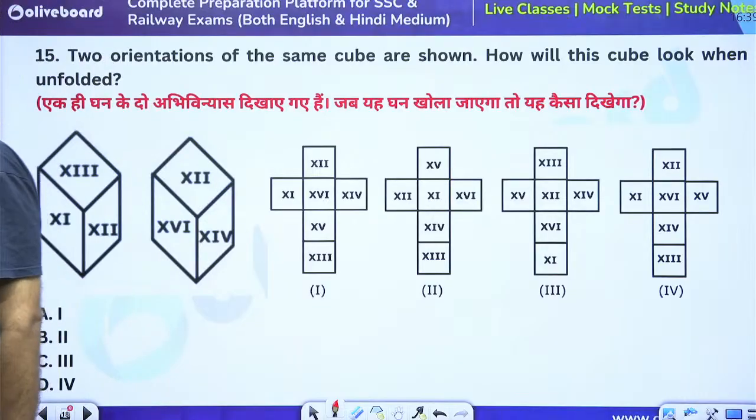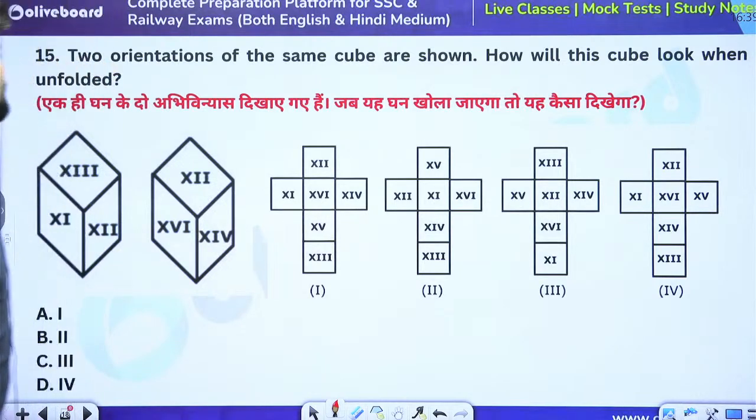That's the only reason. Otherwise, there is nothing in this question. The question is actually easy. Next. Two orientations of the same cube are shown. How will this cube look when unfolded? Don't get confused unnecessarily with Roman numerals. This question is very easy actually.